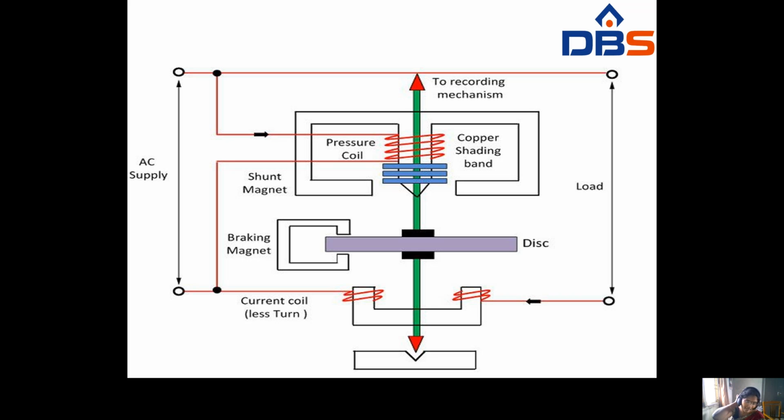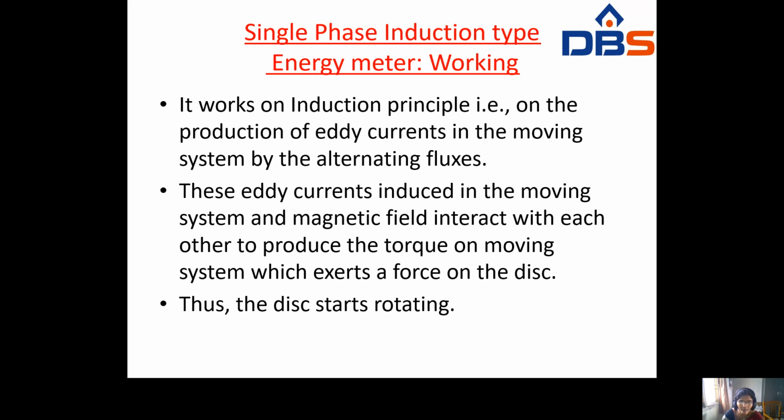Here is the braking magnet. The braking magnet is used for proper disc rotation, so you have to adjust the braking magnet. Copper shading bands: whenever the eddy current loss occurs more, it may cause damage. To avoid that, you have to use the copper shading bands.